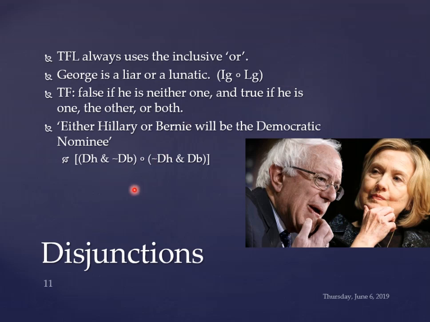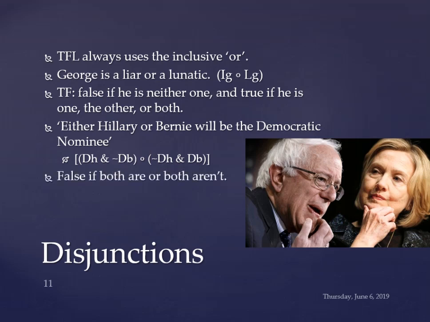So the main connective here is still an or symbol, but notice how each of the disjuncts are worded. So this is saying either Hillary will be the nominee and Bernie won't be, or Hillary won't be and Bernie will be. All right, so that is describing the exclusivity. So one or the other, but not both. And so you can use what we already have to analyze that.